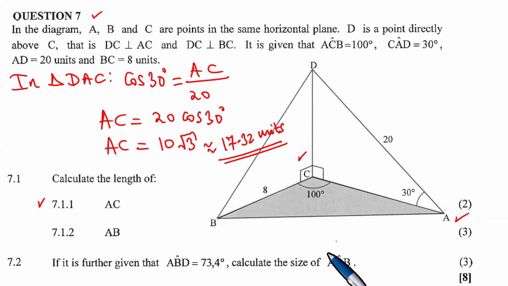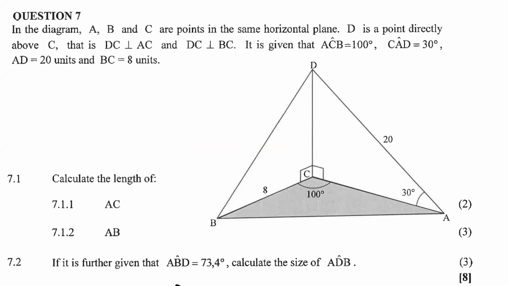Any question? So the length of AC is 10 square root of 3 units. What is the length of AB? At this point, we know that AC is 10 square root of 3 units. We want to find the length of AB, the distance from A to B. Who can find the length of AB?